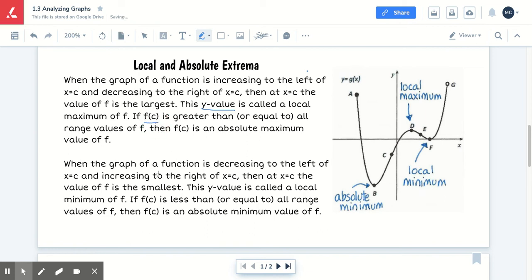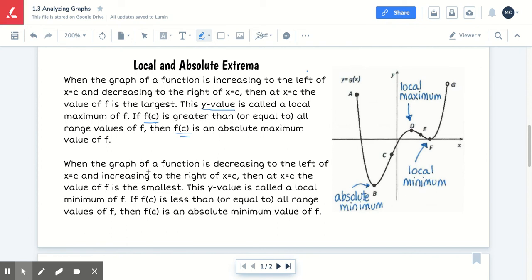So now if f of c, so the function value at that x value, is greater than or equal to all of the range values of f, then we can say that f of c is an absolute maximum of the value of f. And again, f of c is a y value on the function.